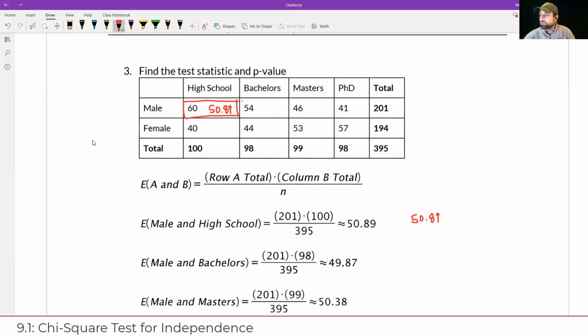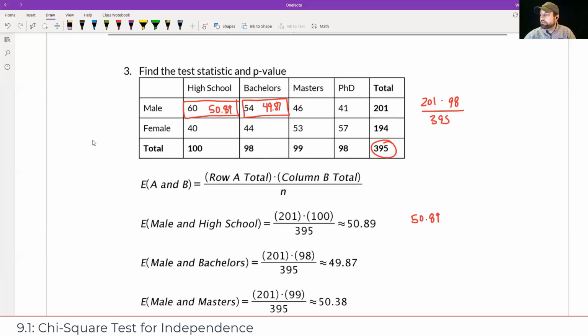So we'll go to male bachelors. And so we take 201, we multiply it by 98, and then we divide that by 395. So you take the row total, you multiply by the column total, and then you divide that product by the total. And that is 49.87. And we do this for every cell.